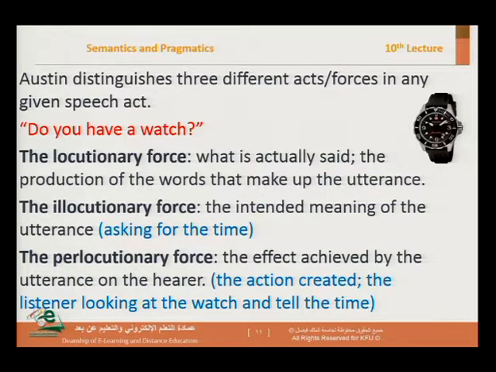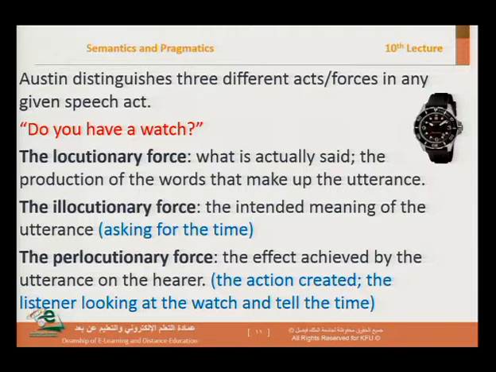Okay? So do you have a watch? What is expected here? That you tell the time. Yes, correct. You tell the time. Okay. So do you have a watch? Meaning, please tell me the time.